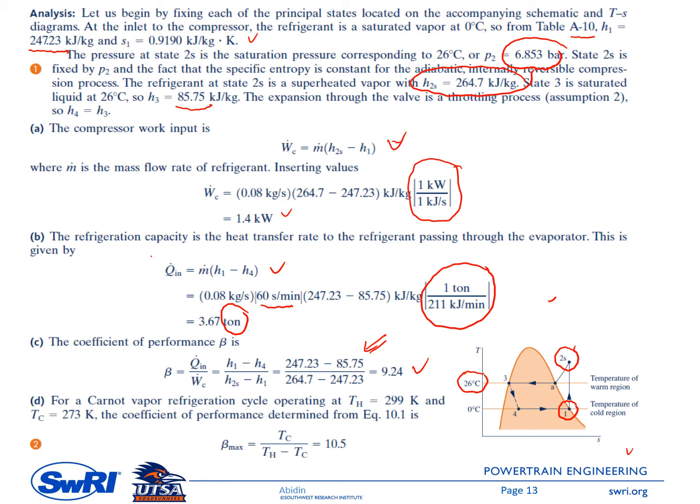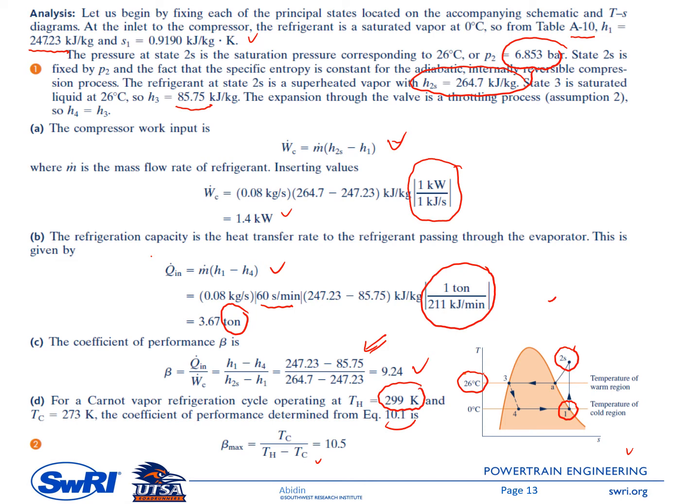Okay, the next one is for a Carnot vapor refrigeration cycle operating at TH 299 Kelvin and TC 273 Kelvin. The coefficient of performance follows this equation, equation 10.1. So this one is TC over TH minus TC. If you plug in all these numbers, you will get a beta max of 10.5.